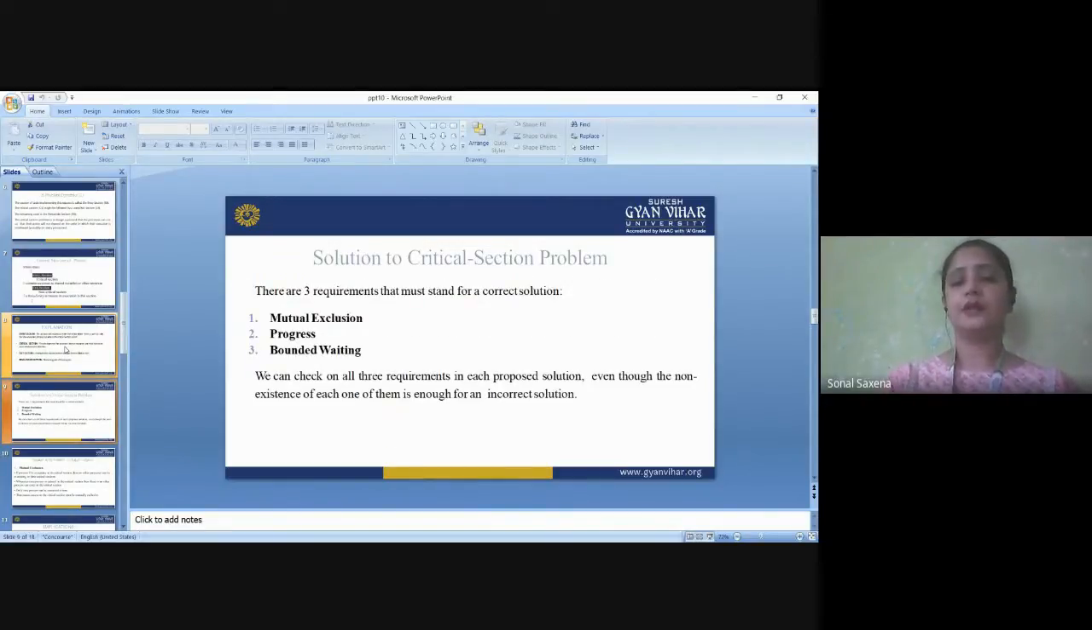Now, as I told you, the correct solution for the critical section problem is mutual exclusion, progress, and bounded waiting. So we can check all the three requirements in each proposed solution, even though the non-existence of any one of them is enough for an incorrect solution. So all the three should be there whenever you are designing a solution for the critical section problem. Whenever you are designing some kind of algorithm, you should keep this in mind, that the mutual exclusion principle, the progress part, and the bounded waiting part, all these three things should always be there in your algorithm or in your solution.